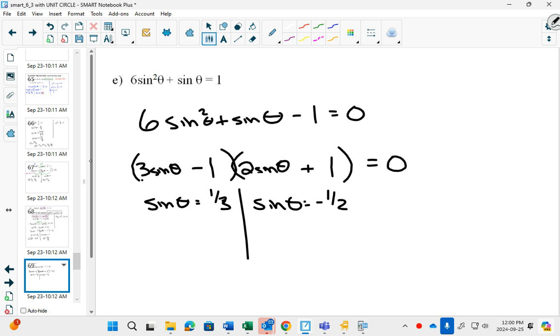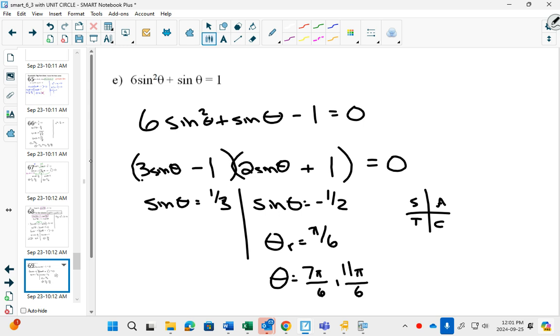This is a calculator question because one part is not on your unit circle. So this part you would do without a calculator. Can you see that your reference angle is your pi/6 family? And since it's negative, and you think of your CAST rule, you're going to be in quadrant 3 and quadrant 4.